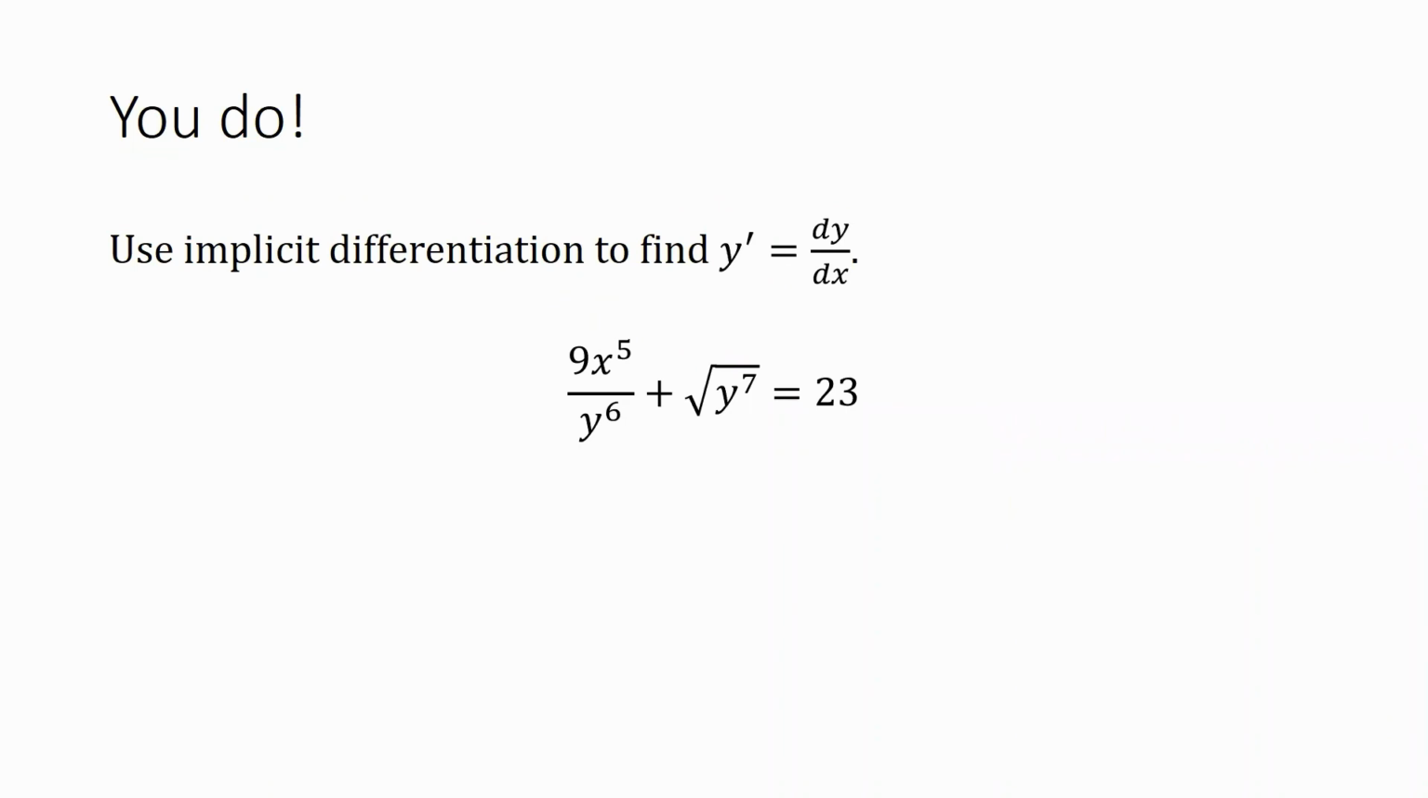I would like you all to use implicit differentiation to find y prime for this equation here. So what's the instantaneous rate of change at a certain point for this equation you see on the screen? Push pause on the video and I'll explain this in the next video.